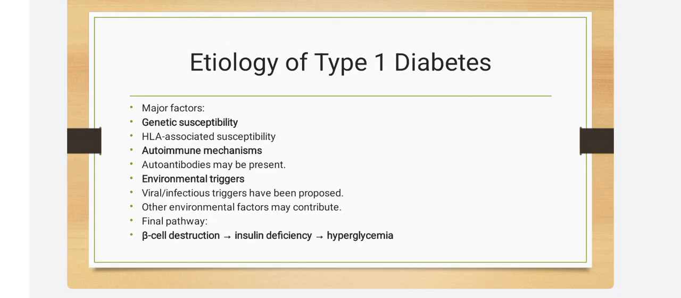Environmental factors may also contribute to triggering the autoimmune process in genetically susceptible individuals. As the autoimmune destruction continues, the number of functioning beta cells decreases. Eventually, insulin production becomes insufficient. So, the sequence can be summarized as genetic susceptibility plus environmental influences leads to autoimmune beta cell destruction, which ultimately produces absolute insulin deficiency.